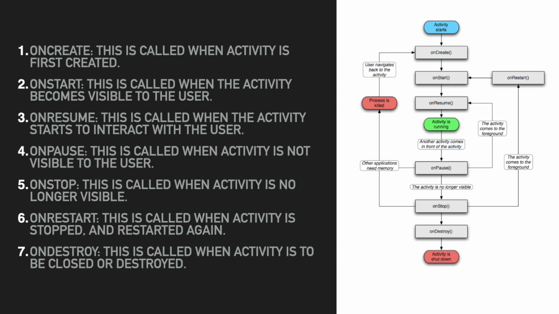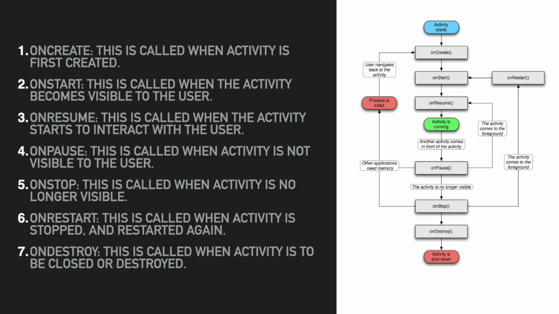Then comes onPause, when the activity is not visible to the user. Then comes onStop, when it is no longer visible. Then comes the onRestart function, which stops but restarts again. And at the end comes onDestroy, when everything gets destroyed and you exit from that present activity. So these are the 7 life cycle functions of Android development, which are very important when you come into the development part.